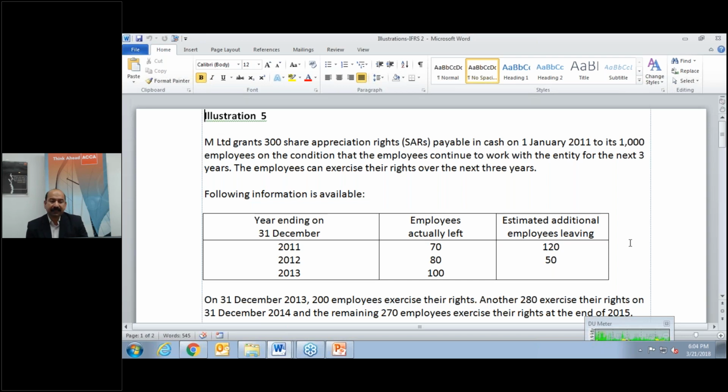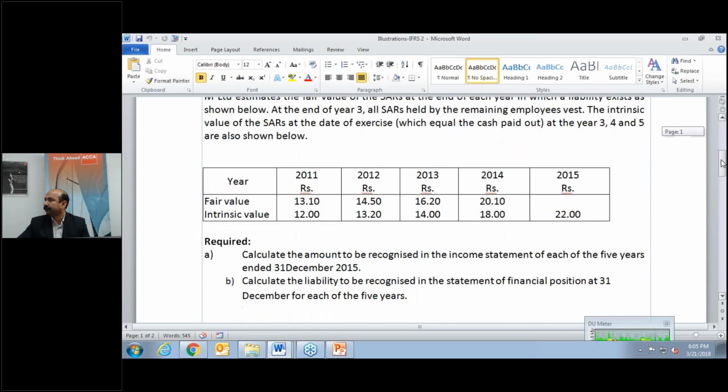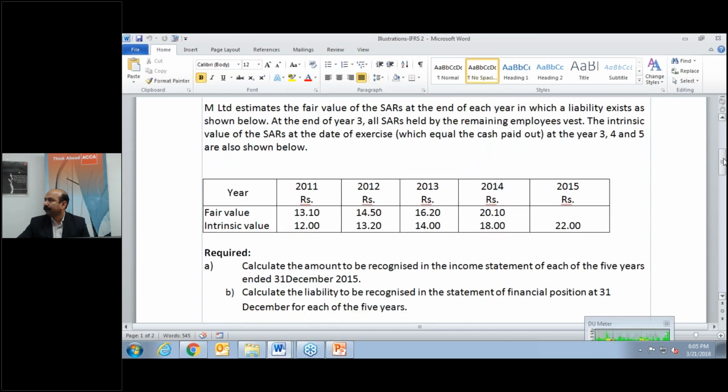M Limited estimates that the fair value of the share appreciation rights (SARs) at the end of each year in which a liability exists as shown below. At the end of year 3, all share appreciation rights held by the remaining employees vest. The intrinsic value of the SAR at the date of exercise at the year 3, 4, and 5 are also shown below. So these are the fair values and intrinsic value.